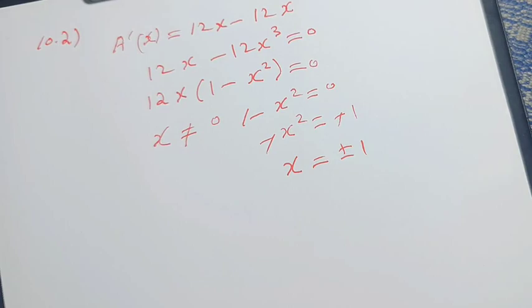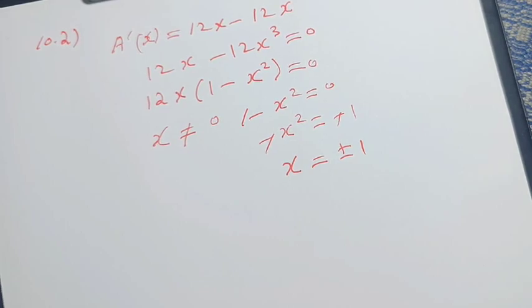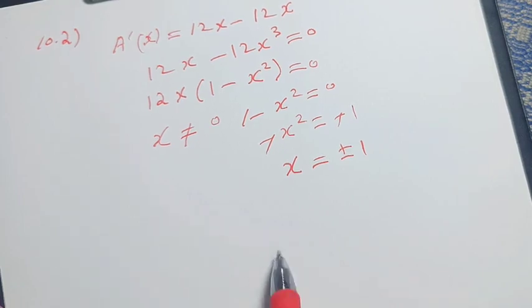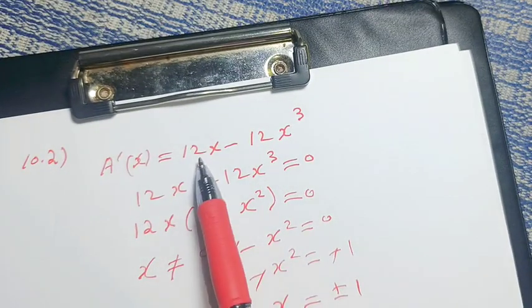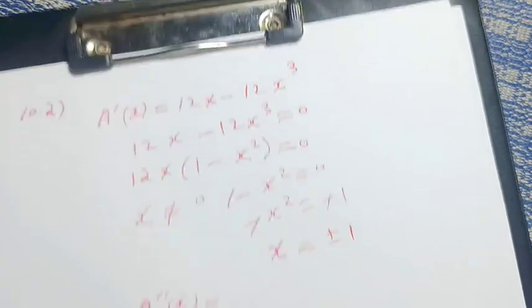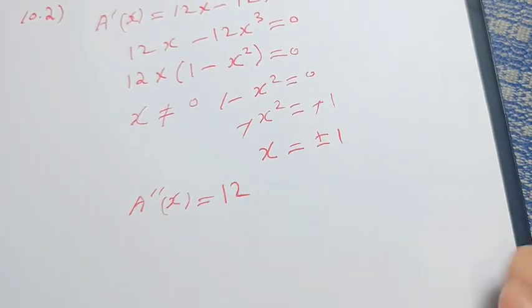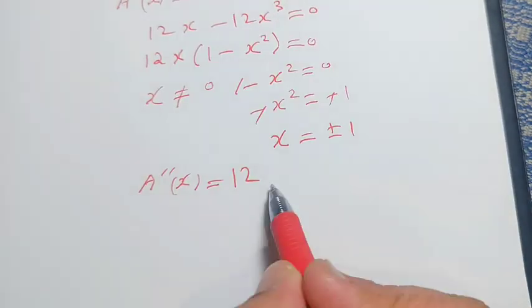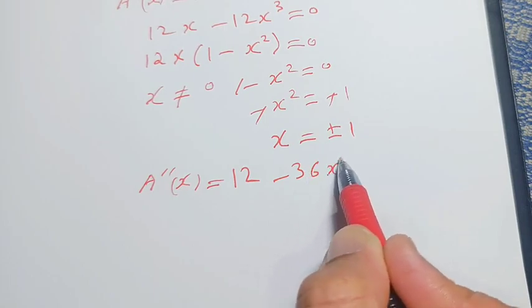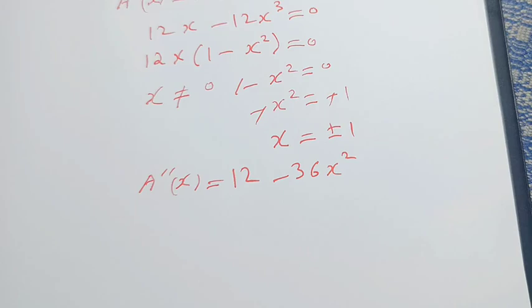Now I need to see which one I'm going to take. Must I take plus 1 or must I take minus 1? I need to apply the second derivative test. So I take the second derivative of this, which is going to be 12 minus 36x power 2. This is my second derivative.